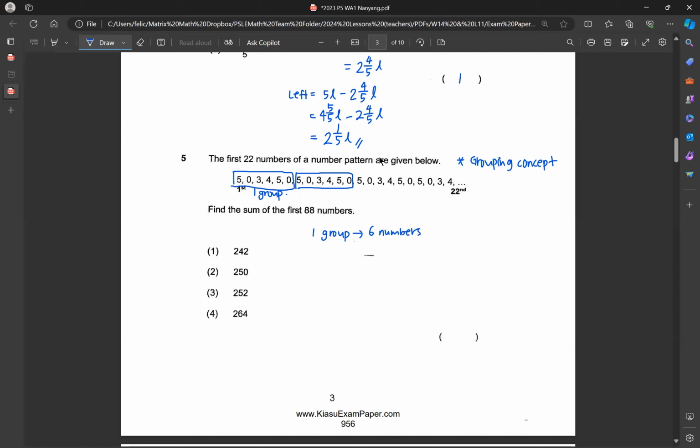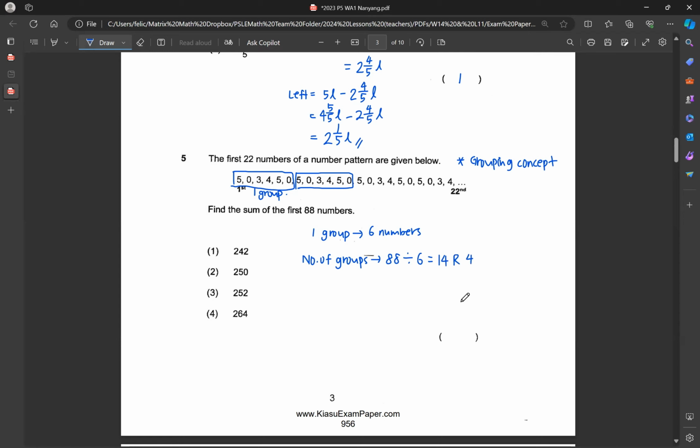Since I want to know what is in the first 88 numbers, that means I can work out the number of groups inside these 88 numbers. To work out the number of groups, simply use 88 divided by 6 numbers in one group. If you do your long division for this, you will end up with 14 remainder 4.